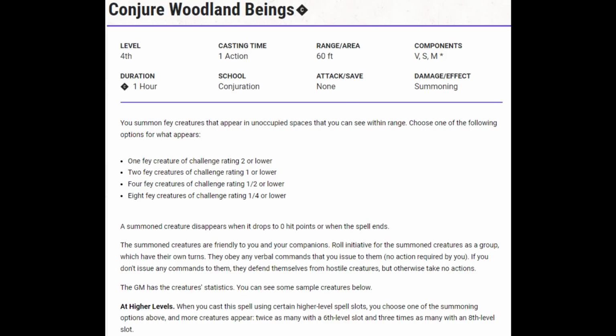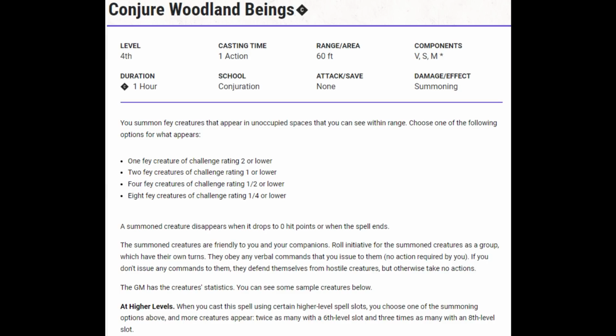The summoned creatures are friendly to you and your companions. Roll initiative for the summoned creatures as a group, which have their own turns. They obey any verbal commands you issue to them, no action required by you, and if you don't issue any commands to them, they defend themselves from hostile creatures, but otherwise take no actions. The DM has the creature's statistics. We can also cast this spell using a higher level slot. We can get twice as many creatures with a 6th level slot, or 3 times as many with an 8th level slot.